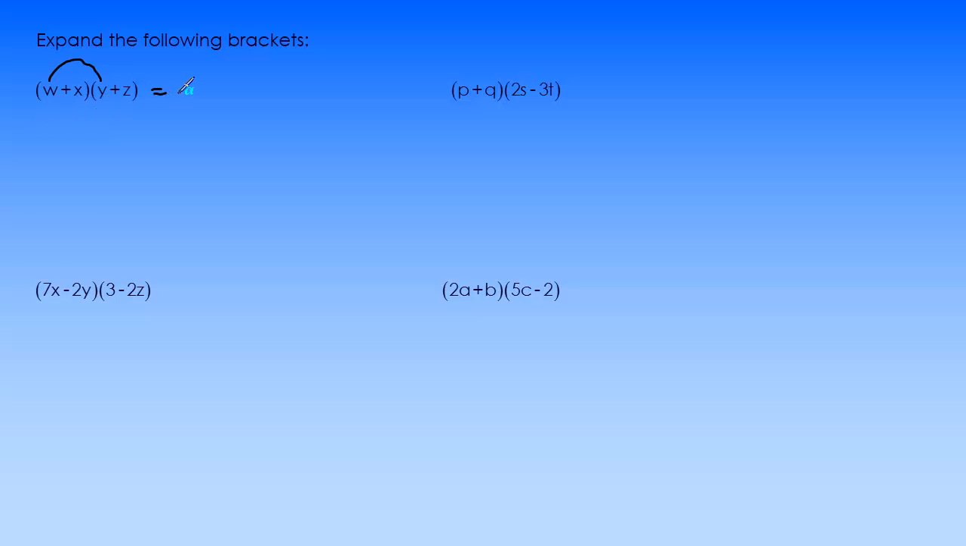W times y, we know, is wy. Then we do this one. We have w multiplying a positive z, so that's plus wz. The next one done is this one, positive x times a positive y, so plus xy. And then finally this one, positive x times a positive z, so plus xz.